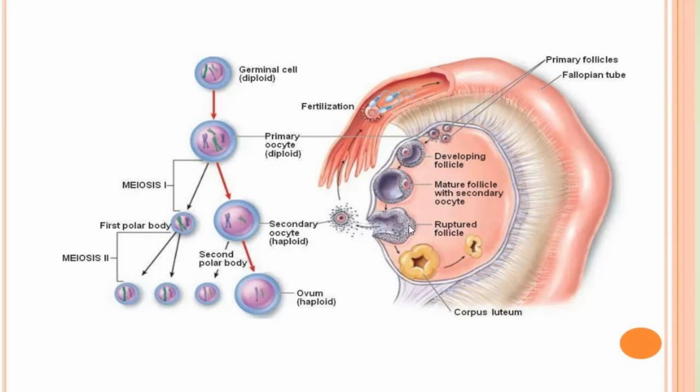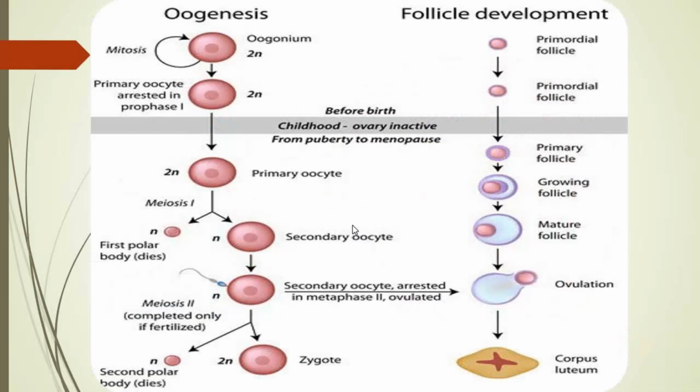Now, the right side here shows how it happens in the ovary. So this is the ovary. These are the primary oocytes. These are the secondary follicles. And this is the Graafian follicle, which contains the secondary oocyte just before ovulation. And what is happening here is ovulation, meaning that the ovum is being released from the ovary into the fallopian tubes. All right. So this is a summary as well.